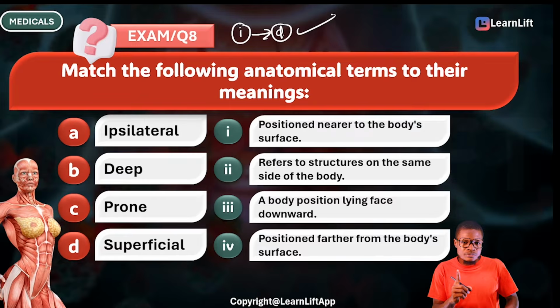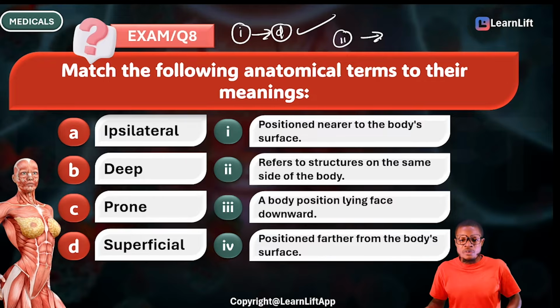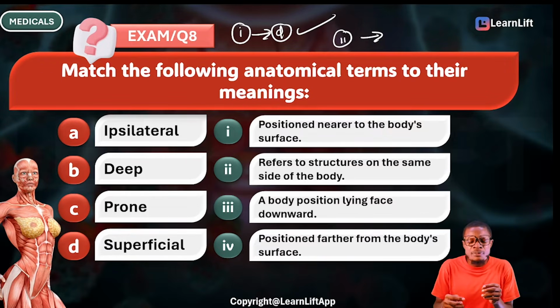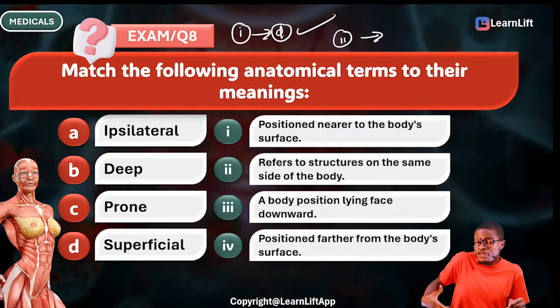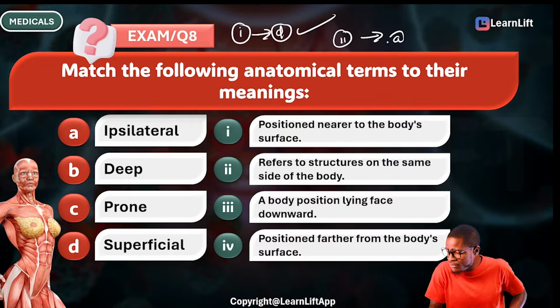Now, the 2 there. Tell me, what is 2 going to correspond with very quickly? 2 says refers to structures on the same side of the body. Structures on the same side of the body are said to be ipsilateral. That means your 2 will correspond with your A. Are you getting me now?